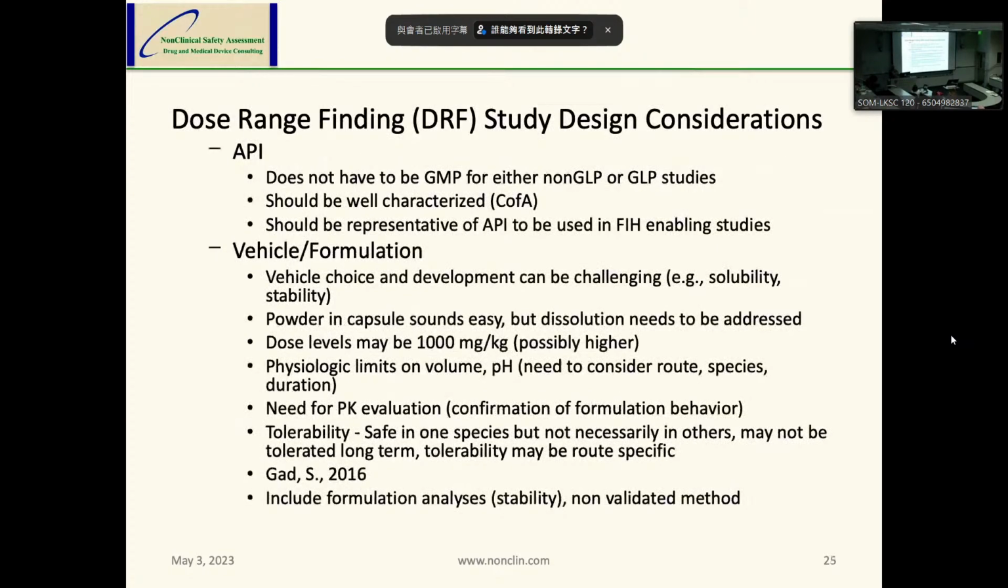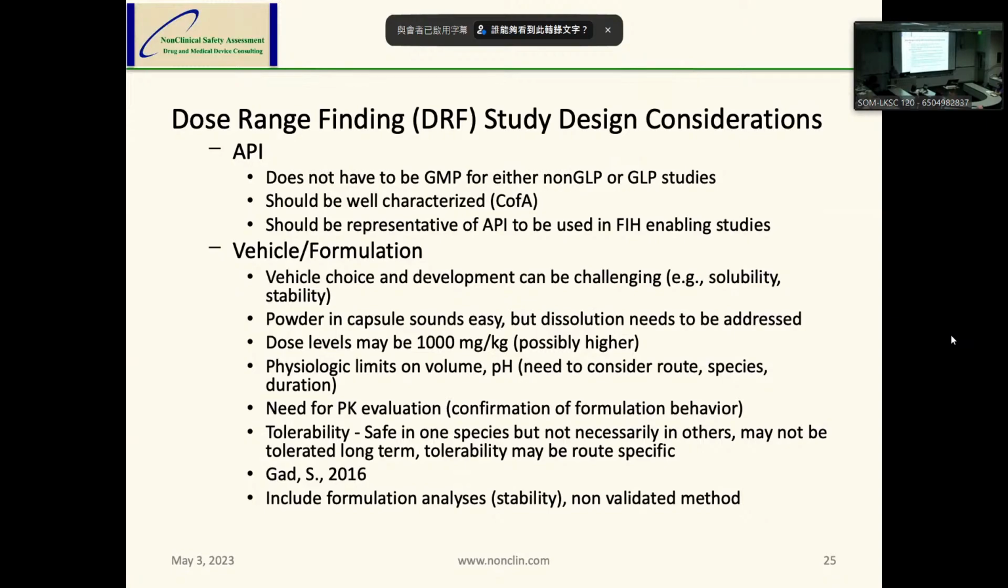Again, a question I hear a lot is around the API. Does the API have to be GMP for toxicology work? And the answer is no. But if you make it GMP, it's real easy. You don't have to worry about it, right? When I say non-GMP, it almost goes through the same level of rigor in terms of characterization that it would if it were GMP. There are just a few things that don't have to be done. Analytical methods may not have been fully validated, for instance, for that particular API. But it doesn't necessarily have to be GMP. It just has to be well characterized.